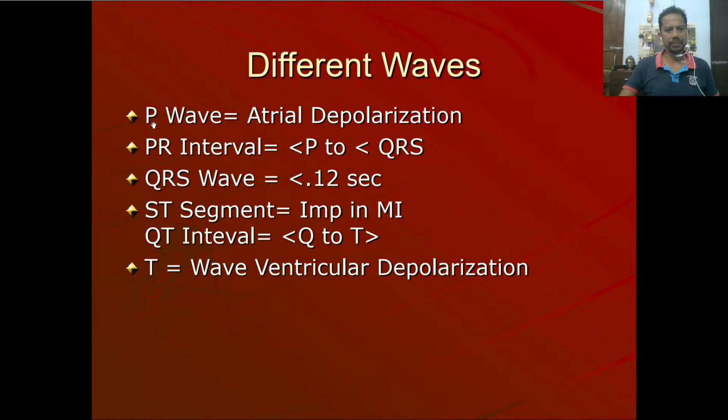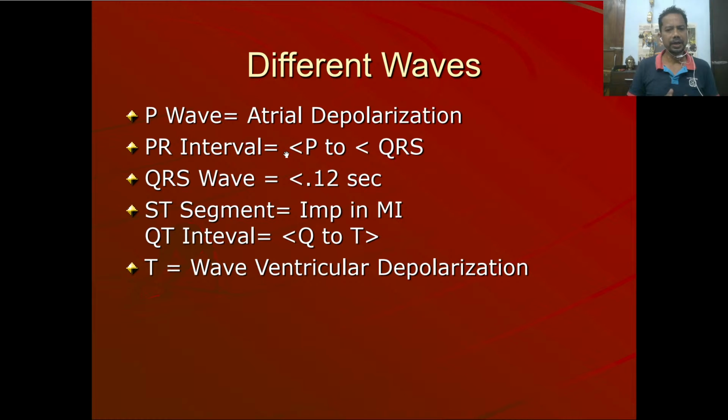Now you see, P wave shows atrial depolarization. PR interval is from the beginning of the P wave to the beginning of the QRS complex. QRS is less than 3 small squares, 0.12 seconds. Just learn these by heart, and that will be fine. ST segment is important in acute MI. It will be depressed in ischemia. It will be elevated in MI, Prinzmetal's angina, or some myocarditis changes you will see.